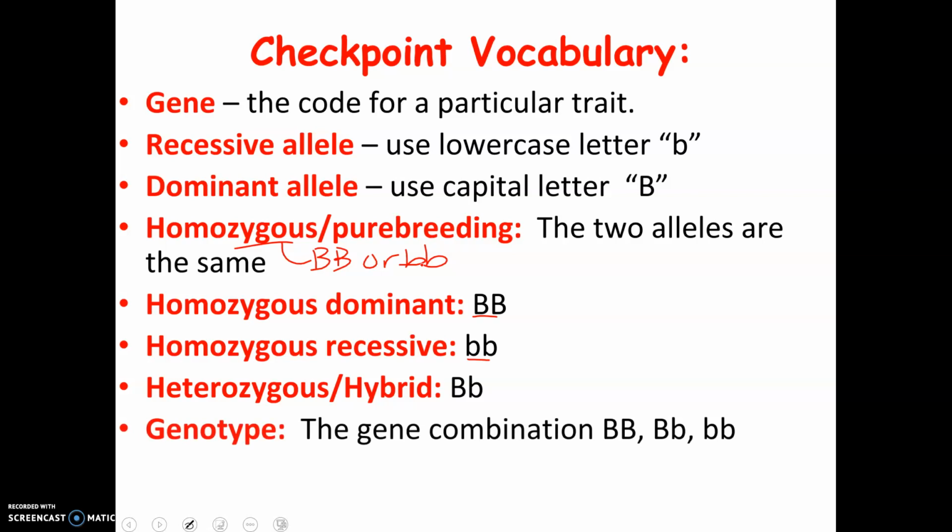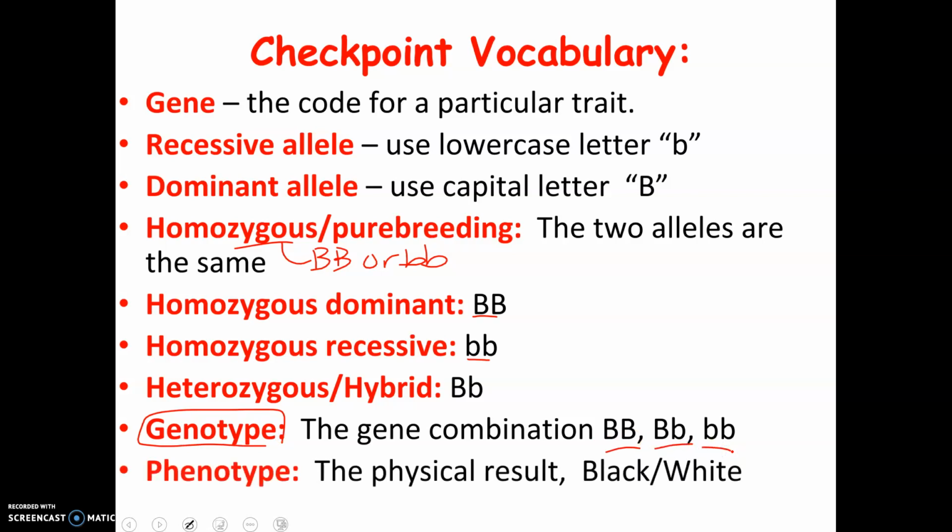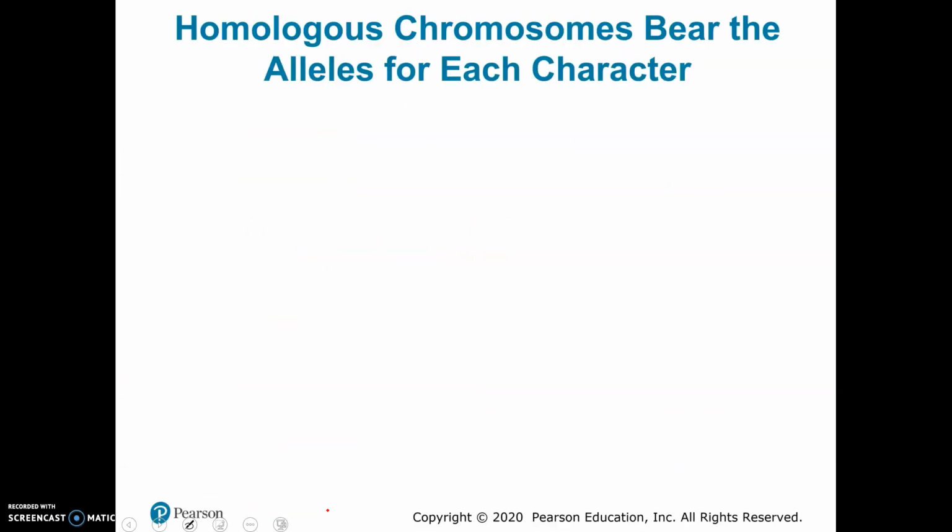The genotype, these are new words. The genotype is the specific gene combination. And the phenotype, I always tell people, think genotype genes. What do the genes look like? Phenotype, what do they look like physically? So think phenotype, physical appearance. And so the physical result being black, white, curly hair, straight hair, blood type A, that's the phenotype.